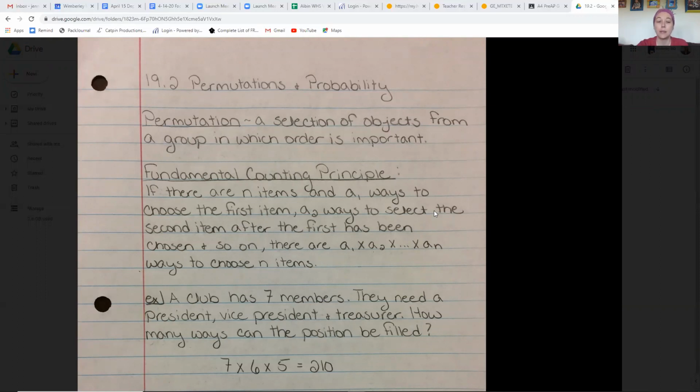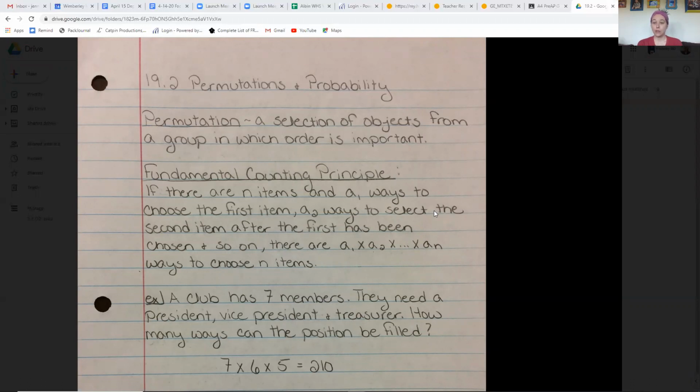The fundamental counting principle: if there are n items, so any random number of items, and A1 is a certain number of ways to choose the first item, that means there's A2, a next number of ways to select the second item after the first has been chosen. So if you have cards numbered 1 through 10, so I've got 10 items.